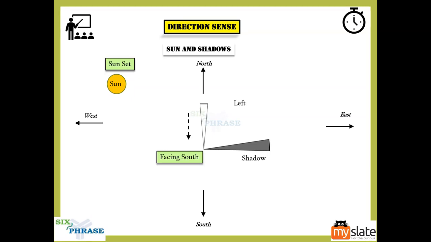I hope you understand how you do problems involving the sun. Just make sure you understand that the sun sets in the west and rises in the east, and at 12 noon you'll never have a shadow. And whether the shadow falls left or right depends upon the direction in which the object or the person faces.